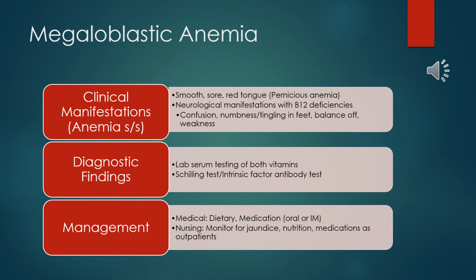Treatment of vitamin B12 deficiency depends on the cause of the deficiency. If it's due to pernicious anemia, the client will be started on a monthly IM vitamin B12 injection. Due to the lack of the intrinsic factor, there would be no point in giving these clients oral supplements because they would not be able to absorb them in the GI tract.